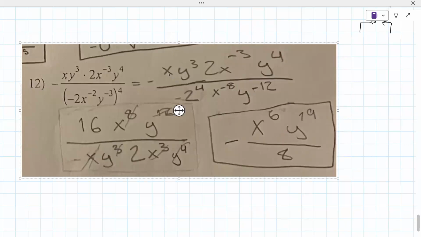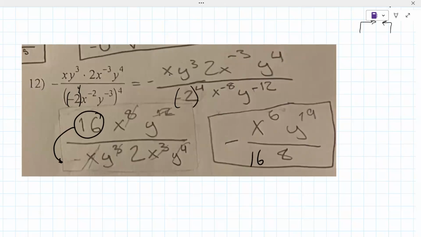The issue was this -2 should have been raised to the power of 4. And that gets you the 16, but the 16 goes to the bottom. And then the negative is still there from the beginning.